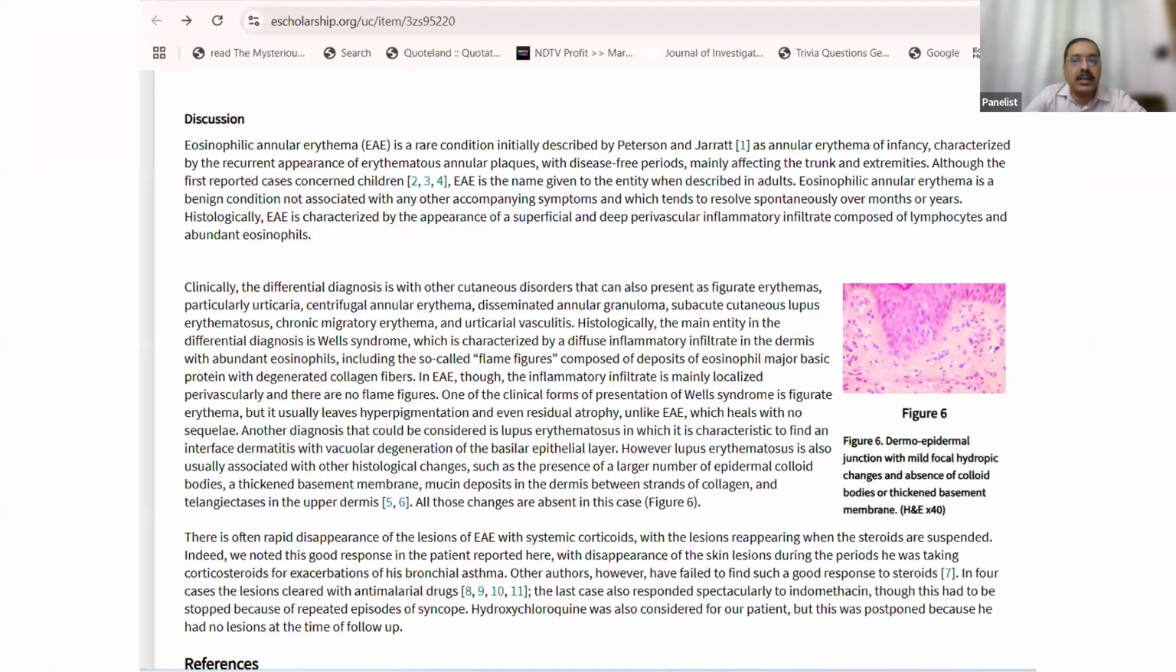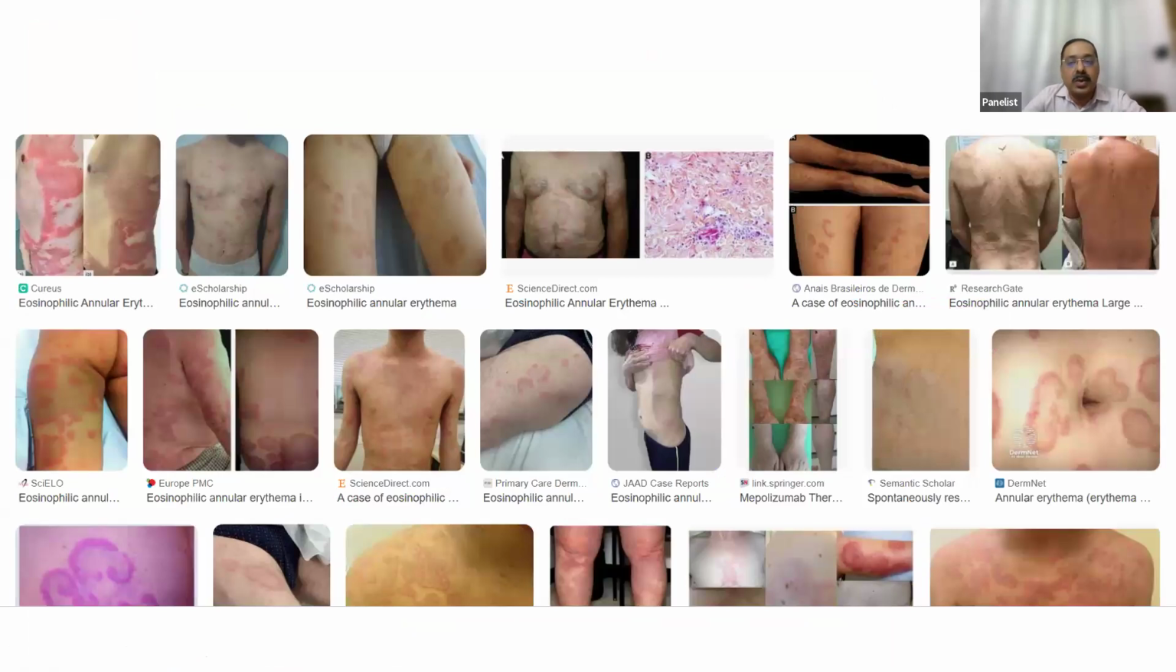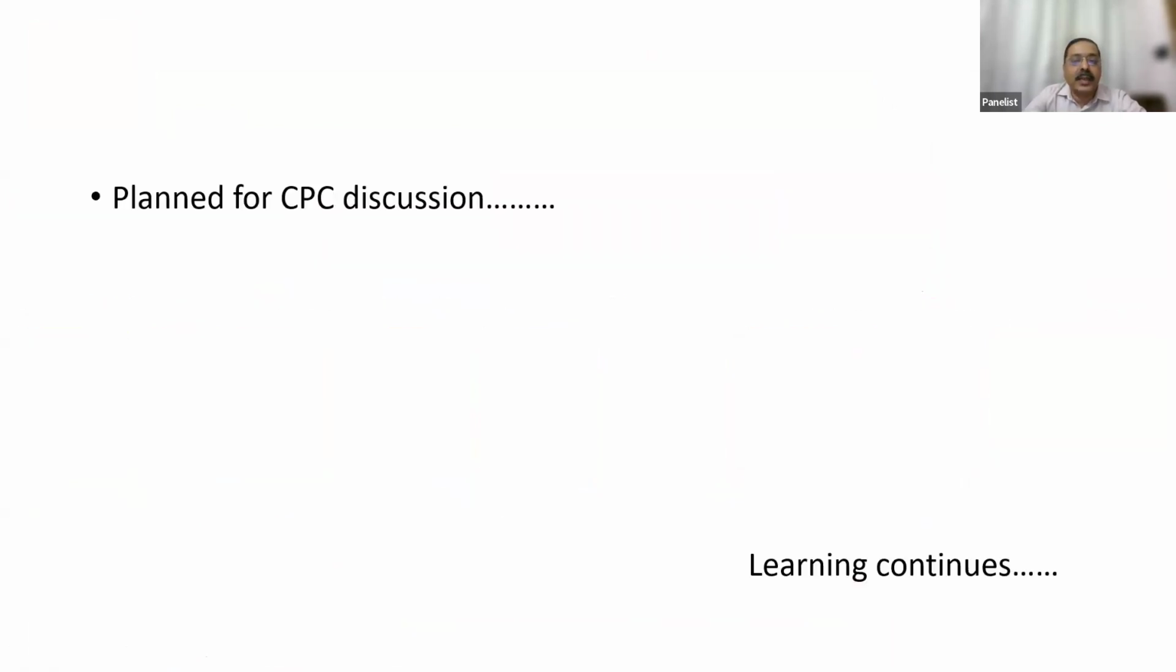And I find that there is some amount of correlation. A host of pictures are there. So we go into deeper learning, and we plan for a CPC discussion. The moral of the story is learning continues. Both sides, we learn a lot. So this was a lead which made me learn about it.